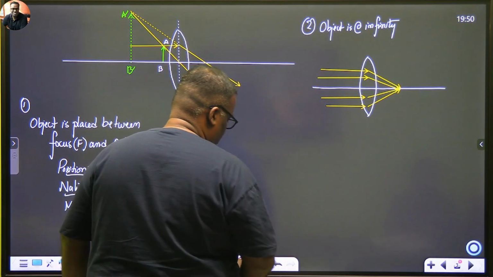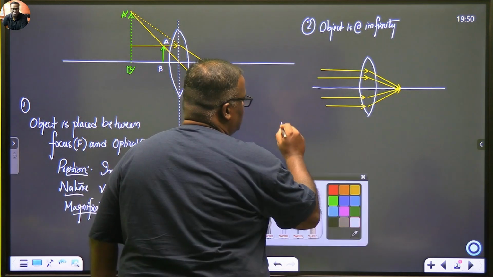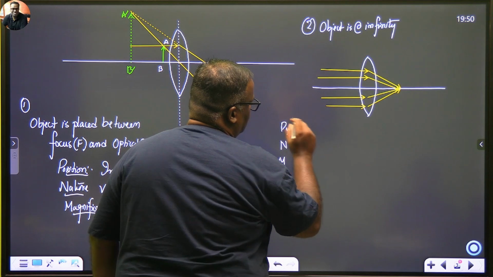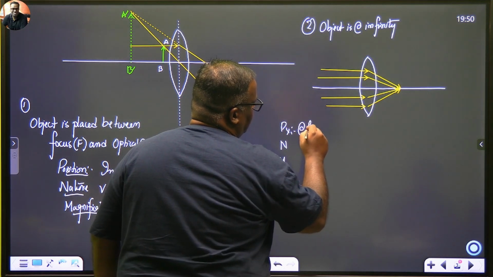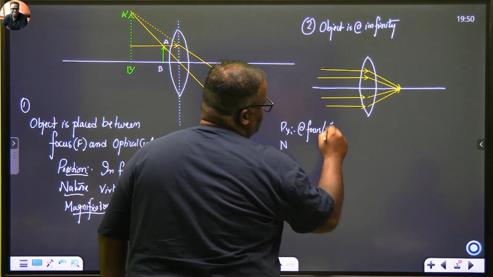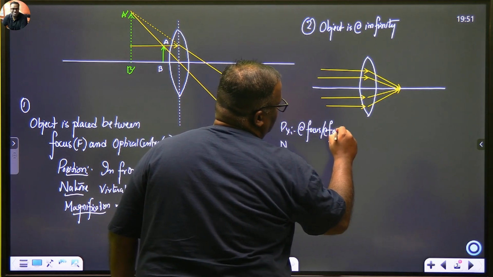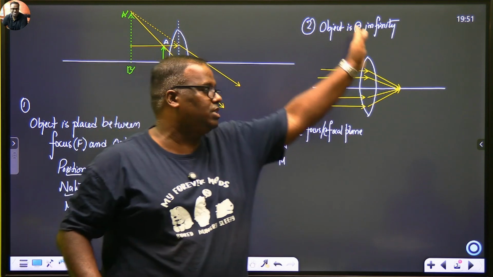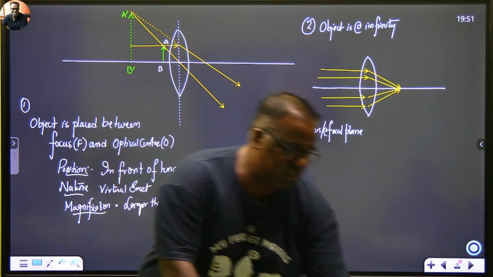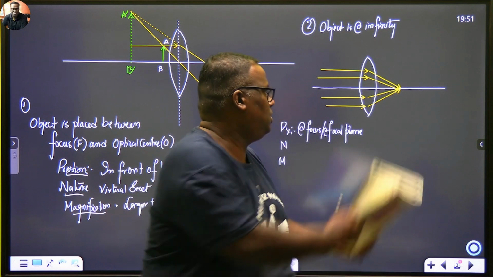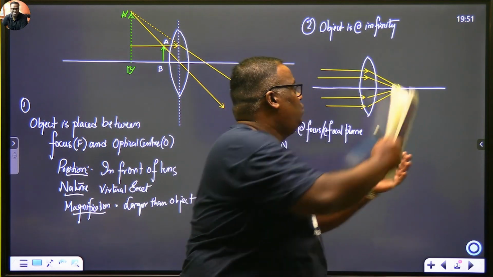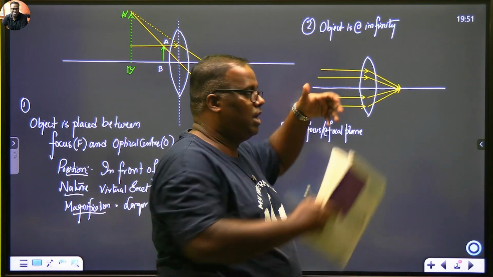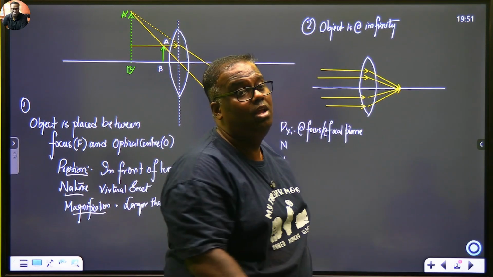Here our observations will be like this: position, nature, and magnification, right? The position will always be at focus, or you will say at the focal plane. You remember what the focal plane was? The focal plane is a plane which is kept perpendicular. Take an A4 size paper like this and keep it like this. This is the focal plane. If rays come parallel to the principal axis, you will form the image at the focus. If you come parallel but not parallel to the principal axis, your image will be formed on the focal plane.